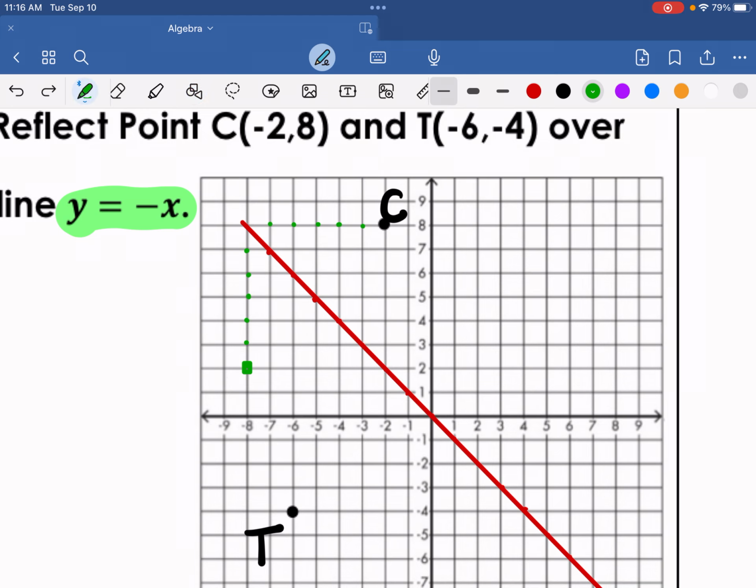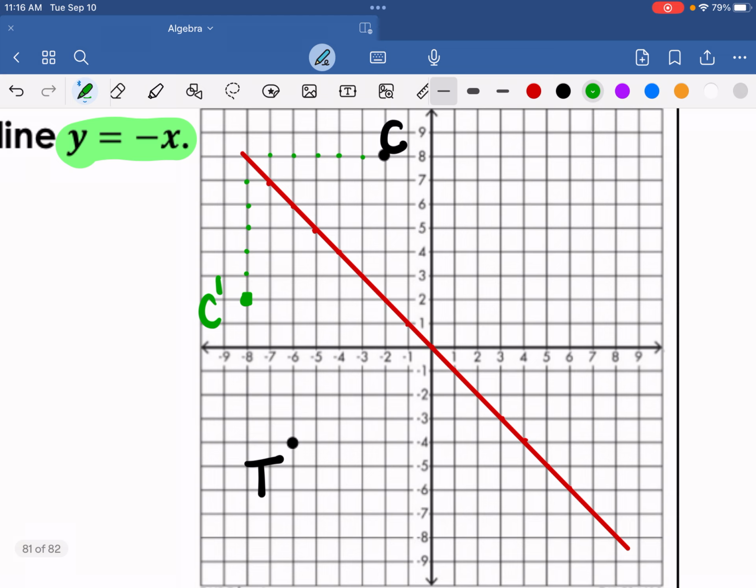T, I can count up and then right, or I can count right and then up. Same place. You'll end up in the same spot. Because now it's going from the bottom to the top. So you do want to switch to counting up at some point. And it's going from the left to the right. Okay? So anyways, 1, 2, 3, 4, 5, 6, 7, 8, 9, 10. Okay, that's where T prime would be.